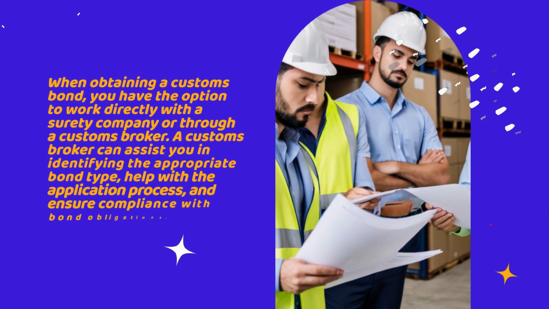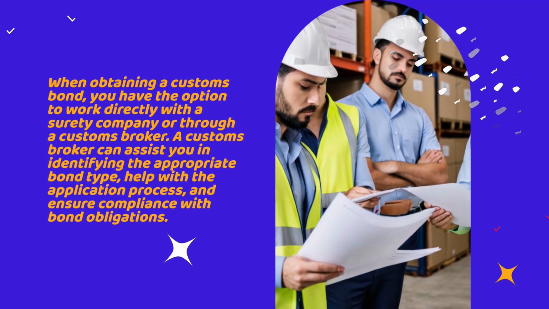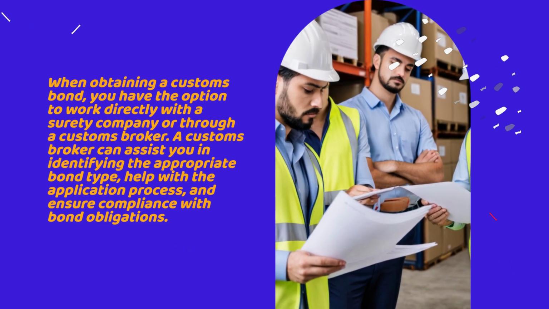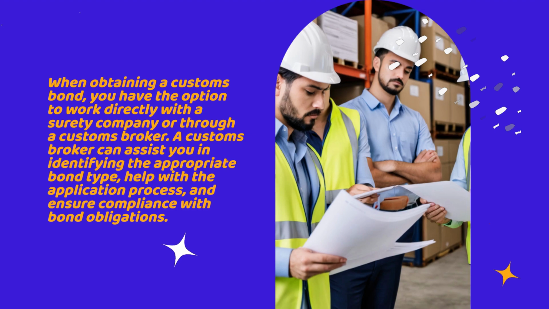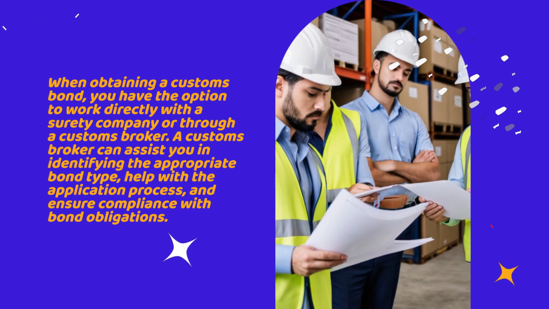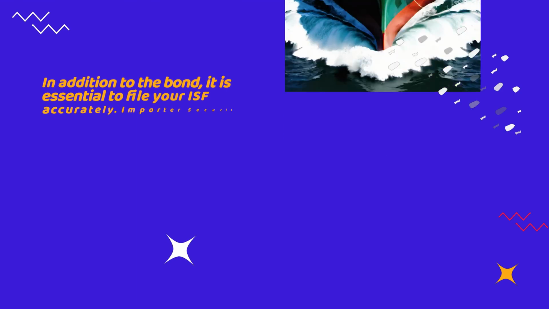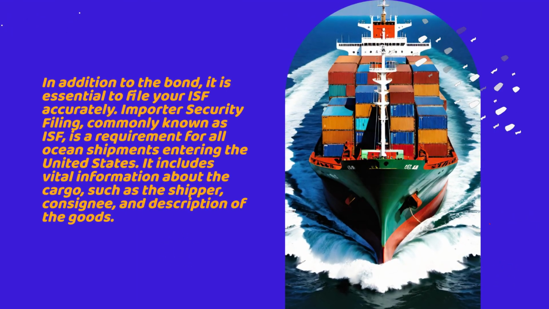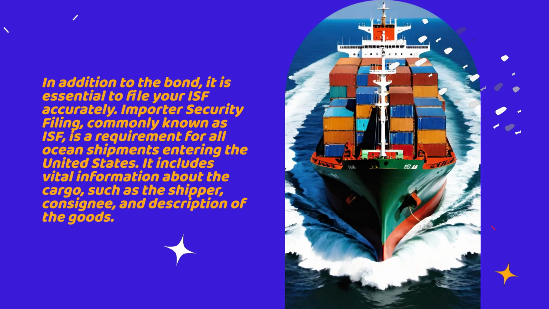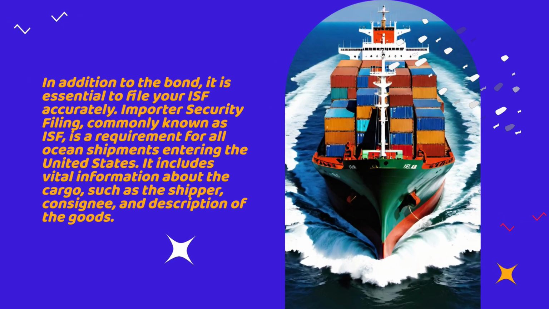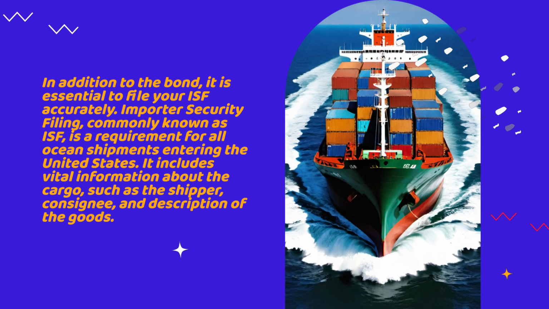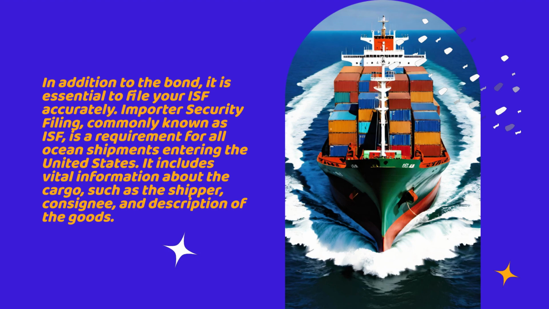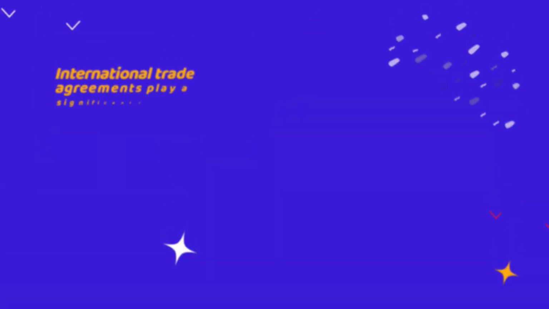When obtaining a customs bond, you have the option to work directly with a surety company or through a customs broker. A customs broker can assist you in identifying the appropriate bond type, help with the application process, and ensure compliance with bond obligations. In addition to the bond, it is essential to file your ISF accurately. Importer Security Filing, commonly known as ISF, is a requirement for all ocean shipments entering the United States. It includes vital information about the cargo, such as the shipper, consignee, and description of the goods.